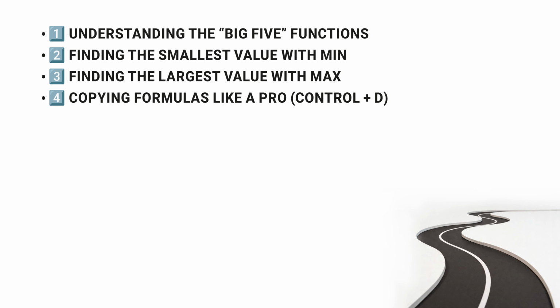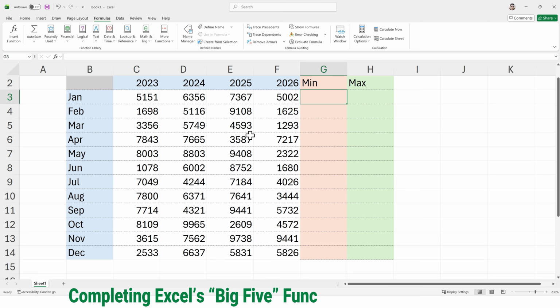Completing Excel's Big Five functions. So far in this Excel journey, we've explored 3 of the 5 essential functions that every spreadsheet user should know. Now it's time to round out our collection with the final 2 functions that will complete your Excel toolkit: min and max. One finds what's too small, and the other finds what's too big.